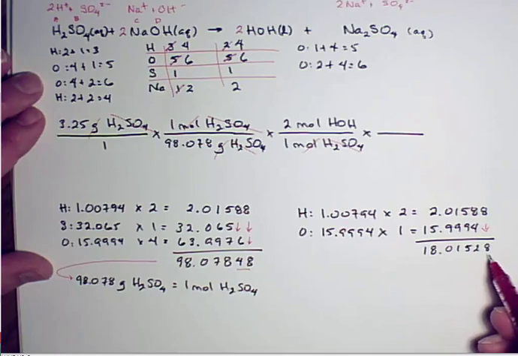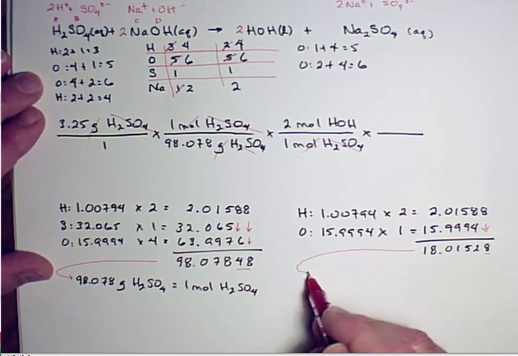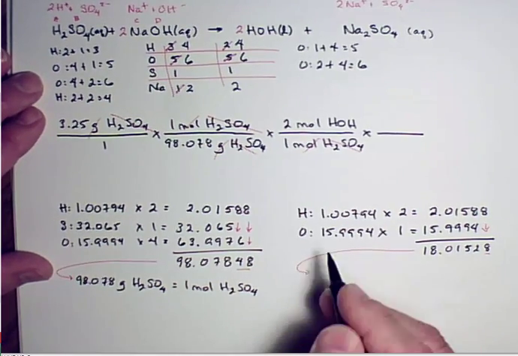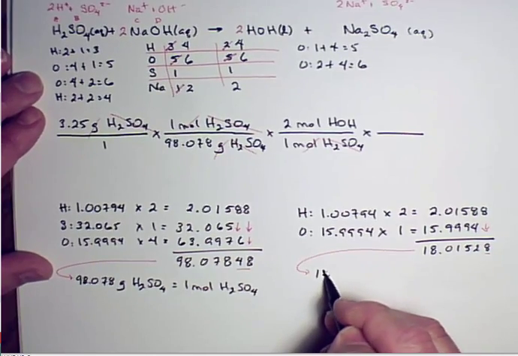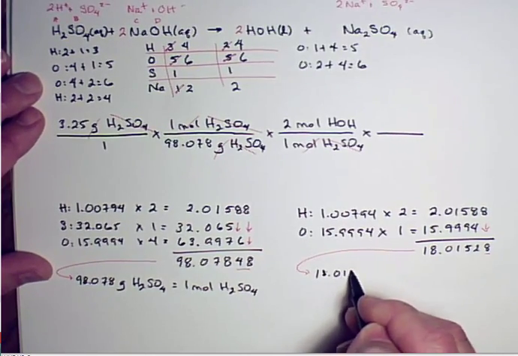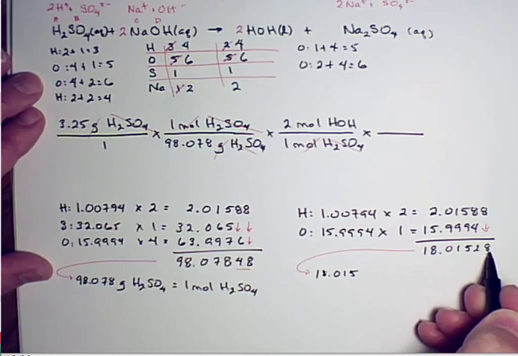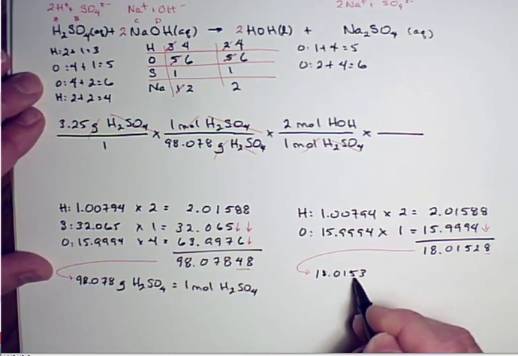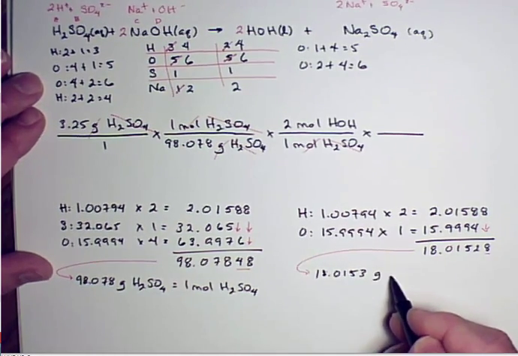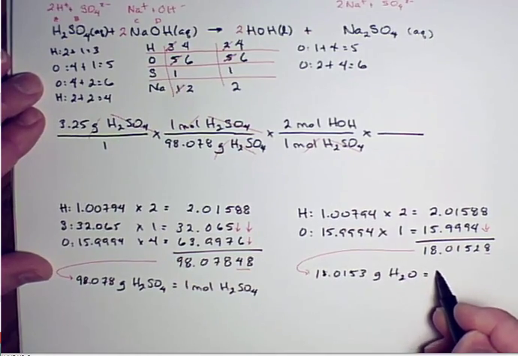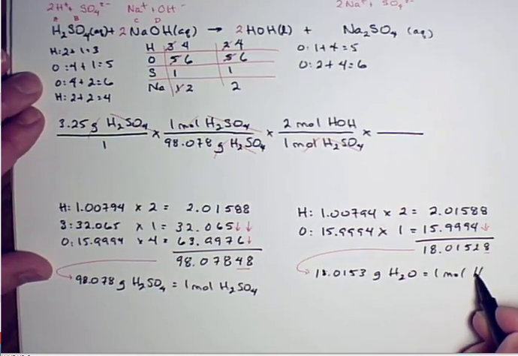That empty slot right there means this 8 is insignificant. We're going to underline it and draw an arrow. And we have 18.015. This 8 makes this 2 round up to a 3. So 18.015 3 grams of water is equal to 1 mole of water.